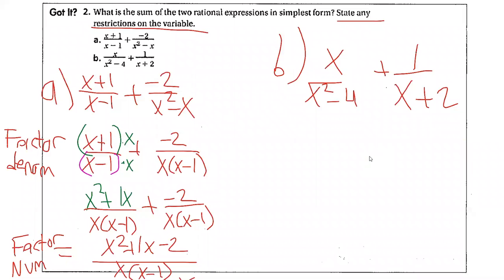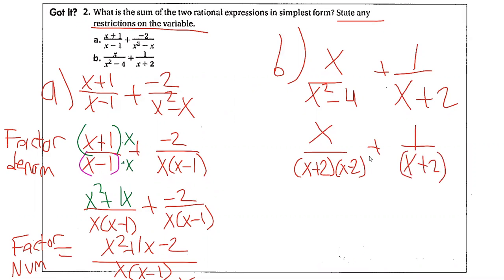So the first thing you always want to do is factor out your denominators, because that's going to let you figure out what your common denominator between the two expressions or the two fractions should be. That's a difference of squares for the x squared minus 4. So that's x plus 2 times x minus 2. And then there's really nothing you can factor on the second fraction. So now we need to figure out what our common denominator will be.